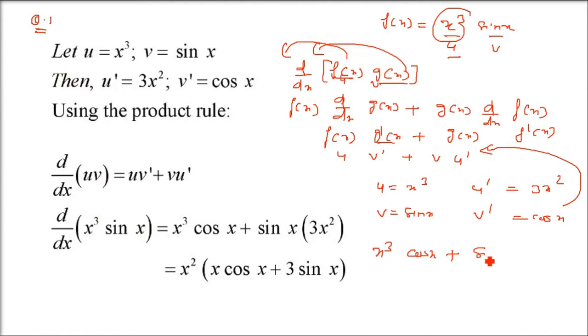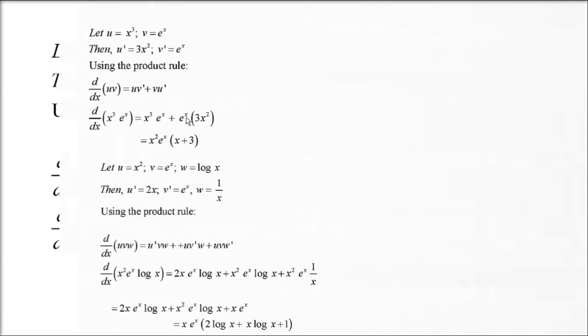Now v is sin x, u dash is 3x square. You can make it simpler by taking x square common. So x square, you have x cos x, and then you have 3 sin x here. So this is how we have to do the later questions which are coming.